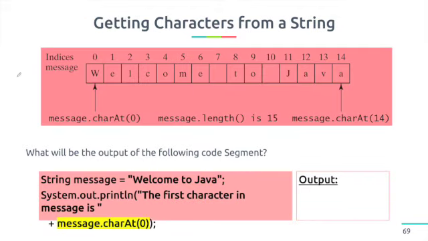So if we want to get characters from a string, for example, if I have the message here and it says "Welcome to Java", I use the method message.charAt(0), where 0 is the index, and it will return W. If I write message.length(), it will give me the last index plus 1, so it will be 15. message.charAt(14) will give me the last character.